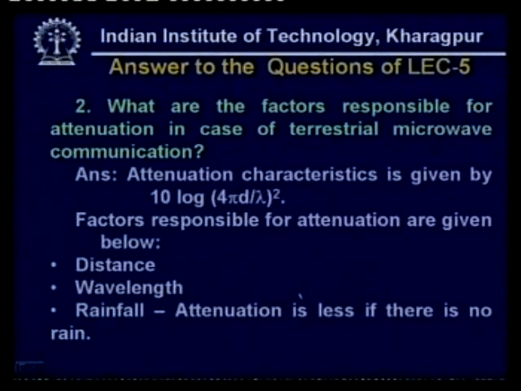The second question was, what are the factors responsible for attenuation in case of terrestrial microwave communication? We have seen the attenuation characteristic is represented by the formula 10 log (4 pi d by lambda) square. So, it depends on the distance. The attenuation increases at the rate of distance square. However, the attenuation also increases with frequency, or is inversely proportional to lambda square. Moreover, during rainfall, attenuation is less if there is no rain. In other words, when there is rain, attenuation is more.